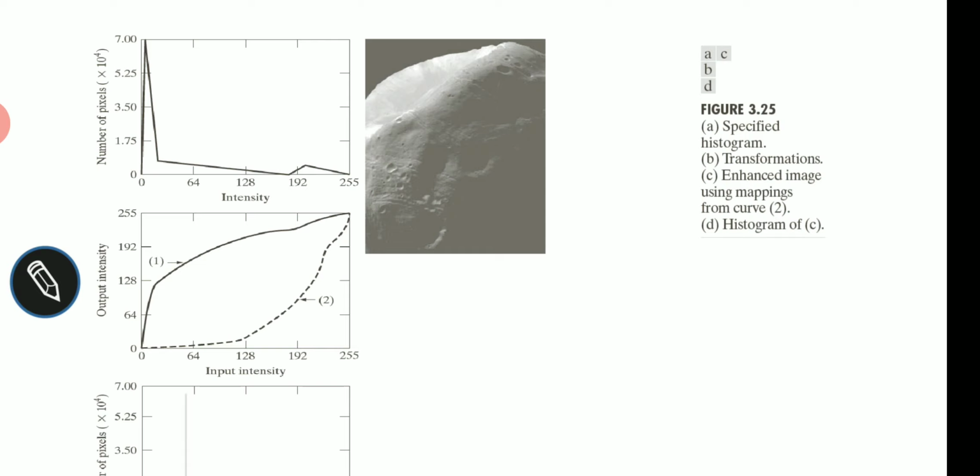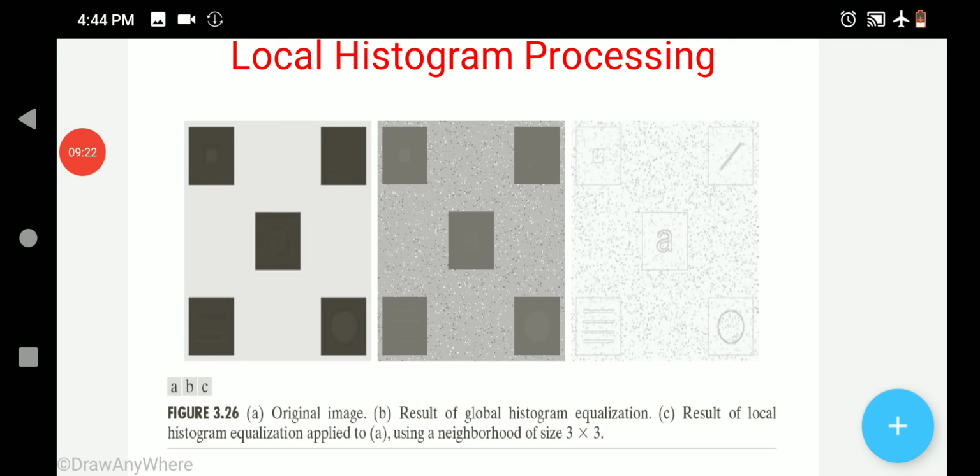That's why we can conclude that histogram equalization is not applicable for all cases. There are some applications where attempting to enhance toward a uniform histogram is not the best approach. We have seen the example of this image where histogram equalization is not the best approach. Now we have seen what histogram matching or histogram specification is. Now let us see local histogram processing.